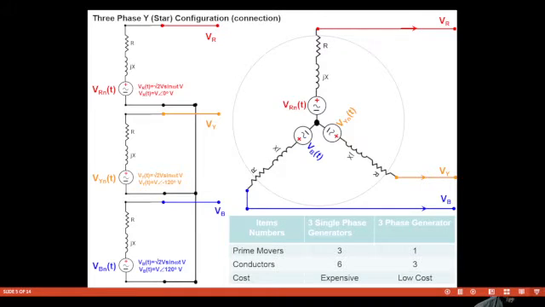Now, what is the difference between the three single-phase generators and the three-phase generator?